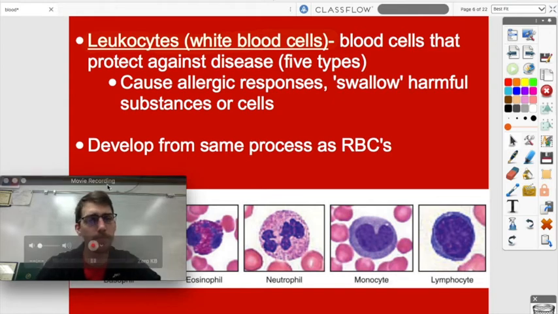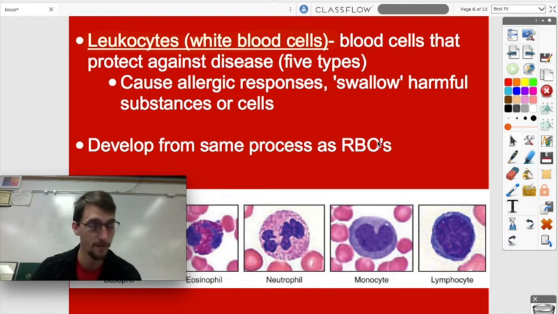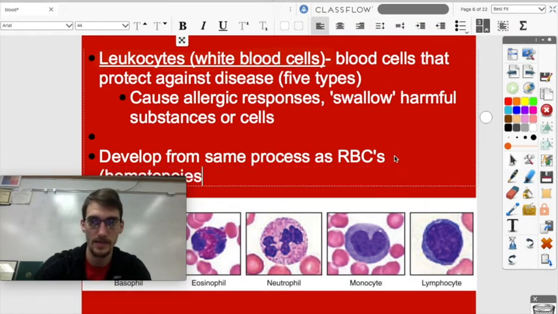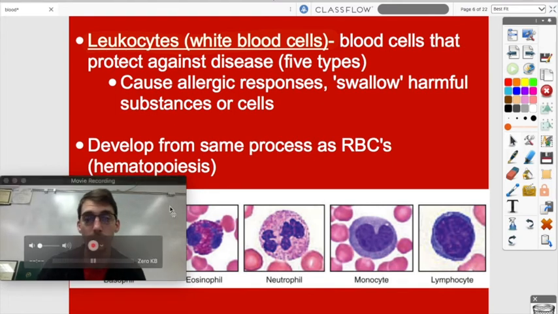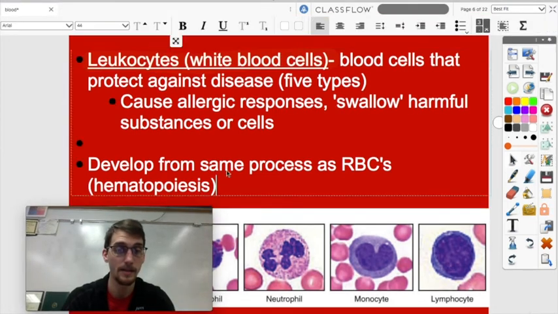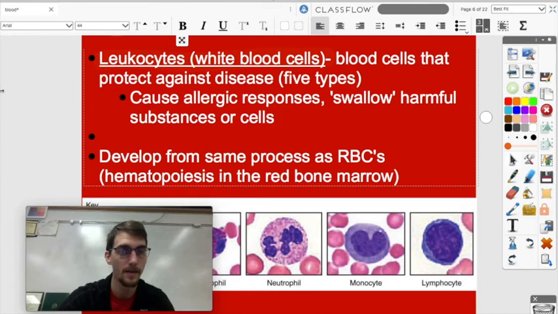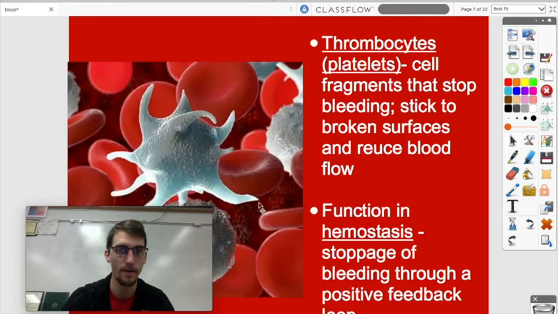And here's the other thing about leukocytes. They develop from the same process as red blood cells. So hematopoiesis, here, let me put that in there, hematopoiesis. This is the development of blood cells. It produces leukocytes, white blood cells, and red blood cells. And those are all produced in hematopoiesis in the red bone marrow. So your red bone marrow produces your blood cells. That's called hematopoiesis. And that includes red blood cells and white blood cells.